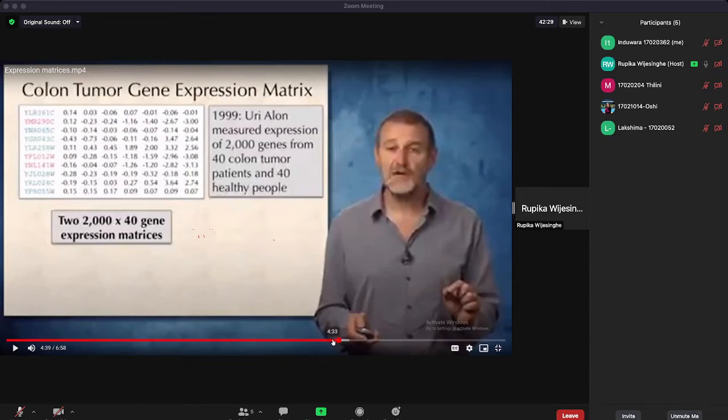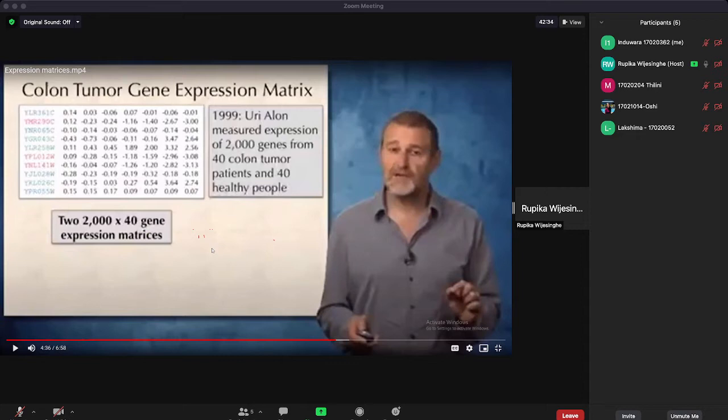So this is a more practical example of measuring gene expression data. In here, you can see the gene expression is measured in colon cancer patients. The colon is a part of the digestive system, the very end of the digestive system. You know that some people get cancer in this part of the digestive system, right?